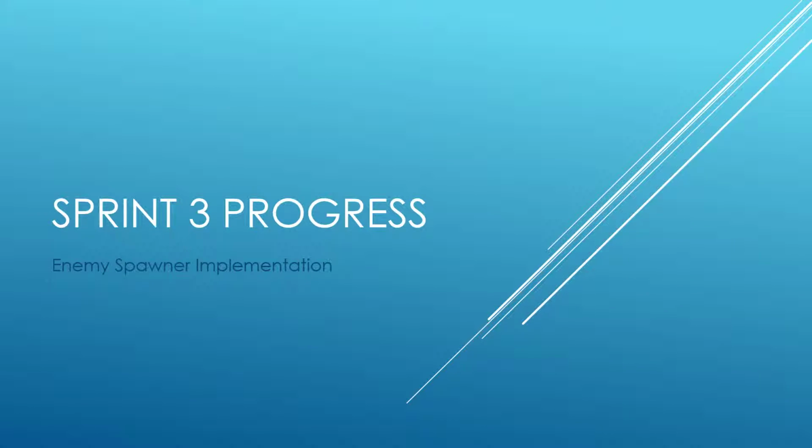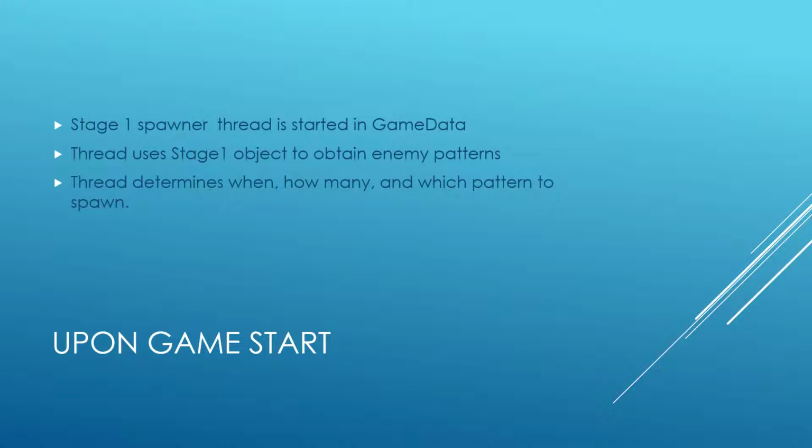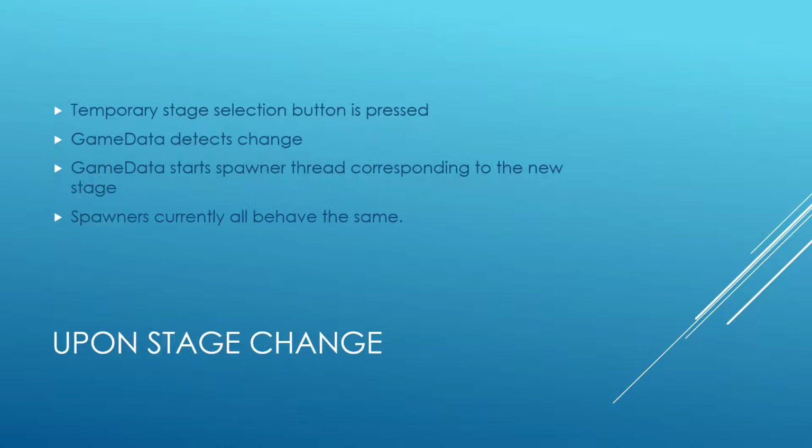And this is my Sprint 3 progress demo. In this sprint, I'm working on the enemy spawner implementation for each stage. So when the game starts, the stage 1 spawner is started with the stage 1 object, and the spawner then uses the stage 1 object to obtain the enemy objects that have patterns built into them, and then the thread determines how many and when and which patterns to spawn.